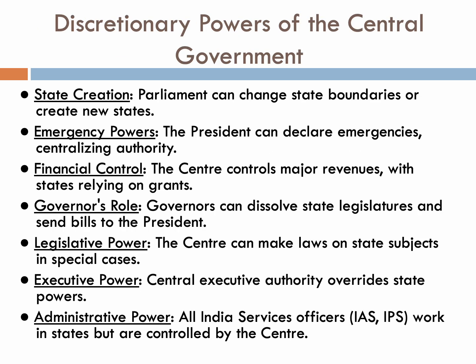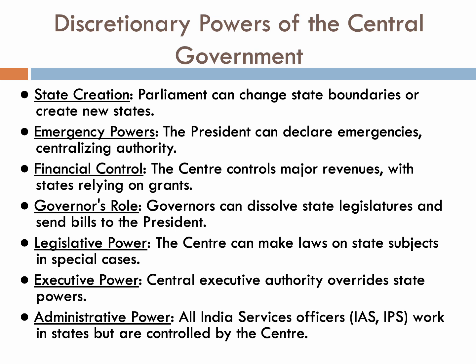The discretionary powers of the central government include the state creation. The parliament can change the state boundaries or create new states. Then emergency powers. The president can declare emergencies, centralizing authority. Financial control. Then governor's role. Governor can dissolve the state legislatures and send bills to the president. Then the center can make laws on state subjects in special cases. Executive power includes central executive authority overriding the state powers.